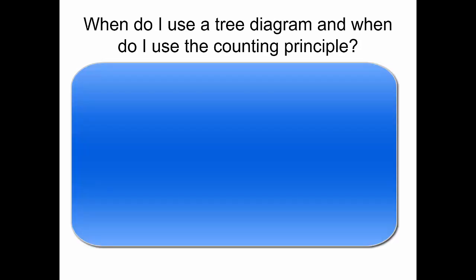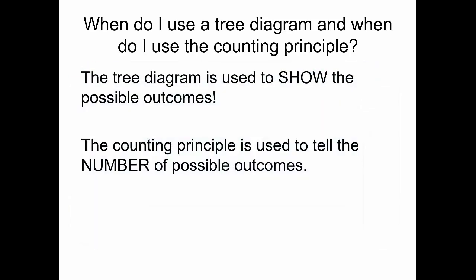Now before you finish, I want you to think of, when do I use a tree diagram and when do I use the counting principle? The tree diagram is used to show the possible outcomes. The counting principle is used to tell the number of possible outcomes. So if you're expected to show them or list them, you could certainly use a tree diagram. If you're just expected to state the quantity, then you could certainly use the fundamental counting principle. It's going to be much quicker than drawing an entire diagram.